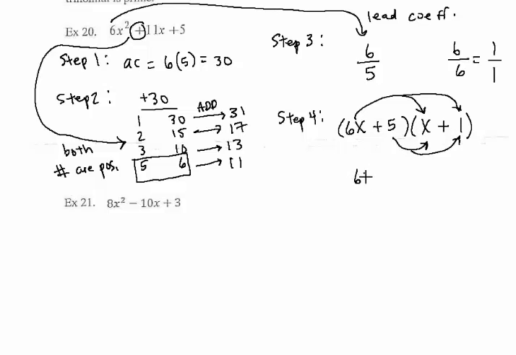6x times x is 6x squared. 6x times 1 is 6x. 5 times x is 5x, and then 5 times 1 gives us 5. So we have the first term, we have the last term, and then these middle ones add to give us the 11x, the middle term of the original trinomial. So the Lizzie method checks out. And sometimes the AC method, factoring by grouping, requires a little bit more writing, so some of you may prefer this Lizzie method.